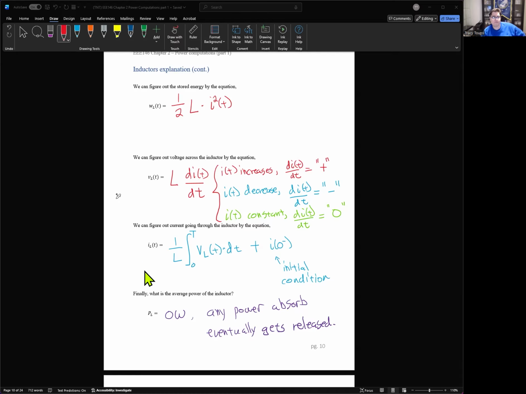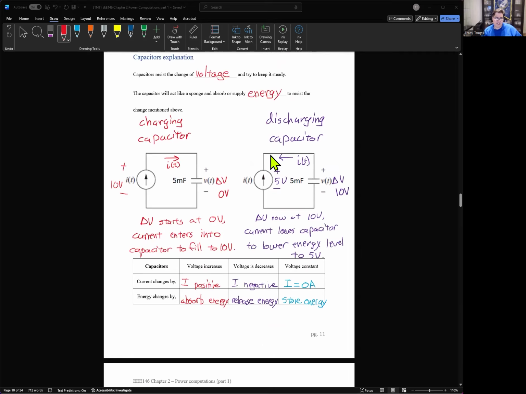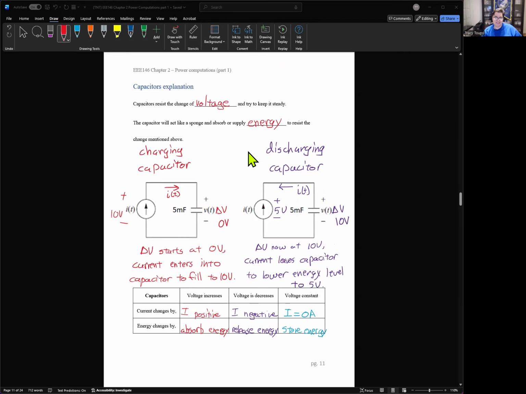Okay? It's very important to note that at the end of the day, there's no power absorbed by an inductor. Okay? It's not a resistor. Temporarily, it could change stuff, but eventually it has to give the energy back. Okay? So that's inductors for you. We could do the same thing for a capacitor. I'm going to go a little bit faster because capacitors and inductors are very similar. We'll do the same thought process.